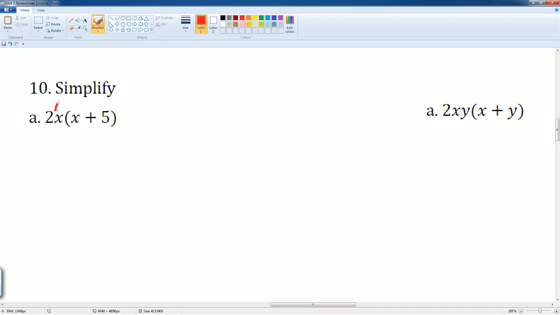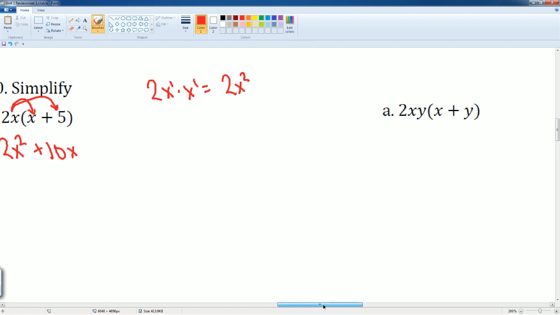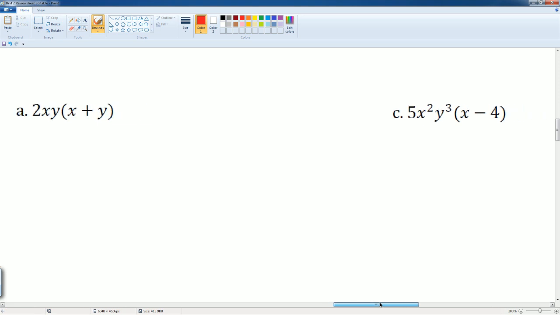What is 2x times x? That gets us 2x squared. Why? Because 2x times 2x times x. Remember, the exponents here add. Next, 2x times 5 just gets us 10x. Good. Now, let's take a look at the second one.